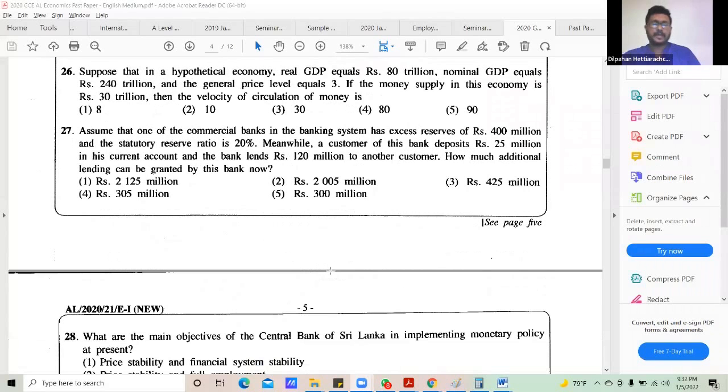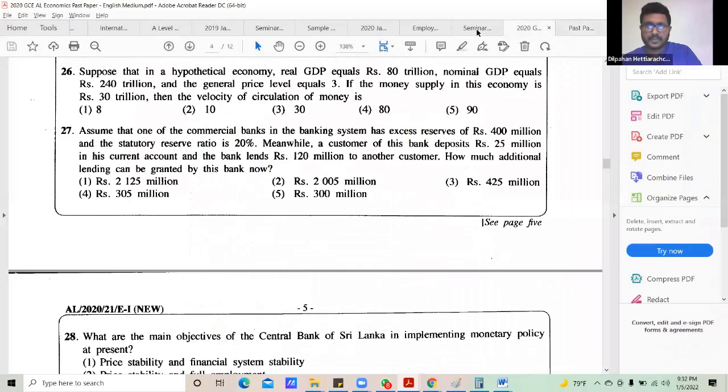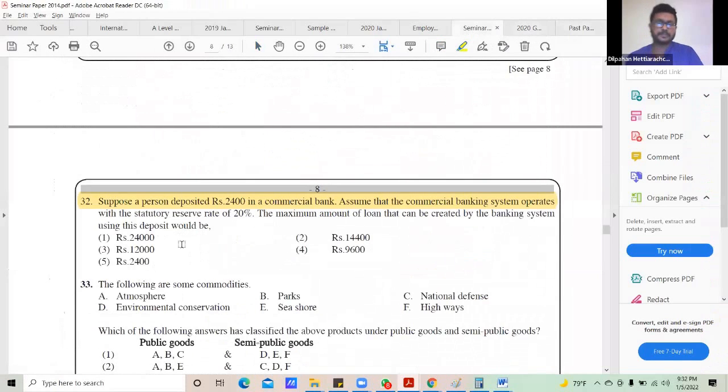Done. Right. So basically we are done with single bank calculations. Then we can go on to the banking system calculations. In banking system calculations, our calculations change totally. Single bank and banking system calculations are totally different. I'll take a banking system calculation then. This one is a past seminar paper question. Read the question and see. I will give you 15 seconds to read the question.